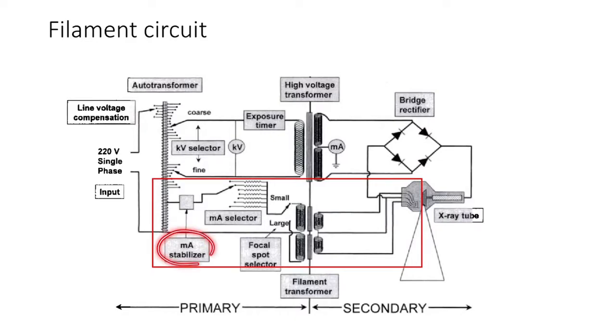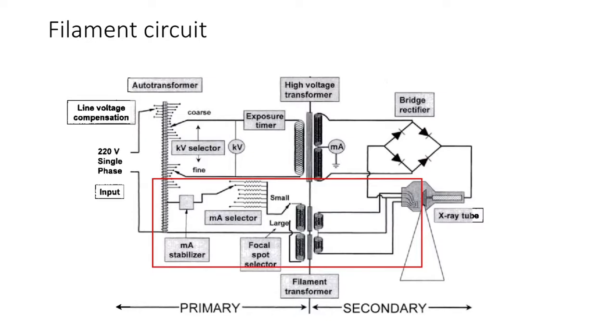For instance, over here we have an MA stabilizer. That may not be found in all X-ray generators, but in this particular example, we have an MA stabilizer. And notice here, we also have a focal spot selector. Not all devices have a focal spot selector, because some of them only have one filament. So there's no option of choosing between the small filament or the larger filament. My point is these parts may not be present in all the X-ray generators we come across.